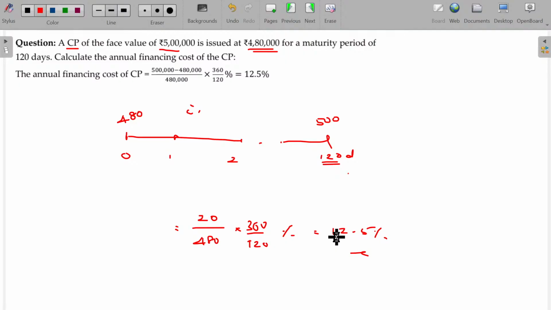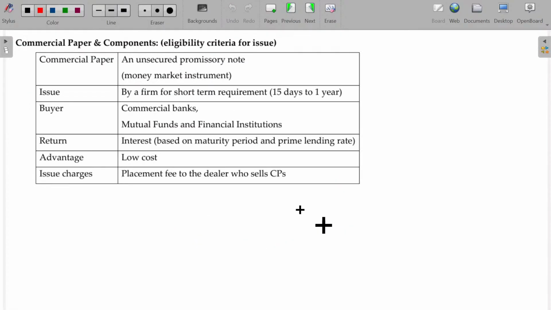But the main theory related to commercial papers is this. Commercial paper is an unsecured promissory note, a money market instrument, issued by a firm for a short-term requirement, usually 15 days to 1 year, not beyond that. The buyer could be commercial banks, mutual funds, or financial institutions. To them you can issue and get the money. In return, interest is based on the maturity period and prime lending rate, and you will fix that interest rate, maybe 12.5% or 15%.